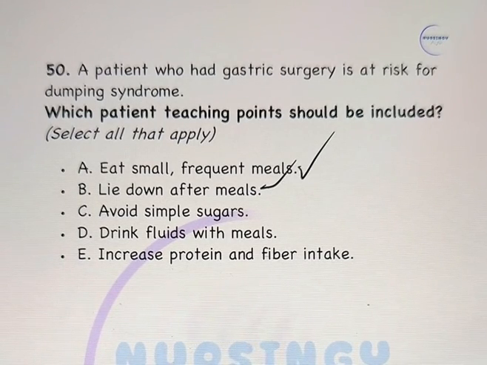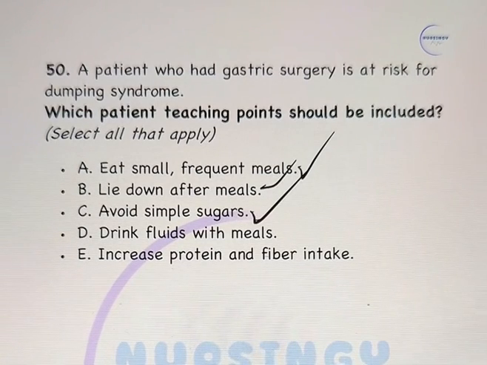Avoid simple sugar. The most common trigger of dumping syndrome is simple sugar. You don't want to have sugar. We need to avoid high sugar food, especially quick snacks, if the patient is having or nearly having dumping syndrome. So always avoid.